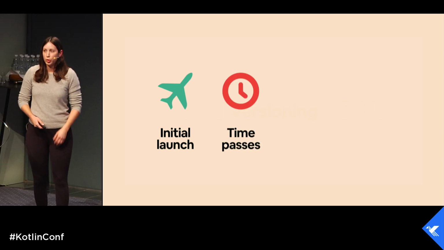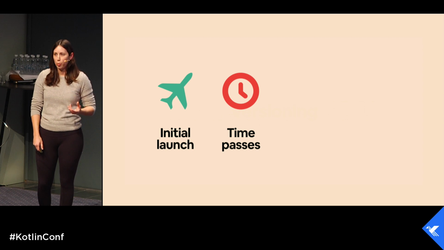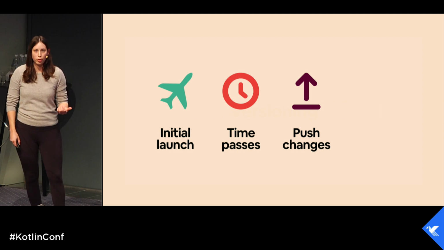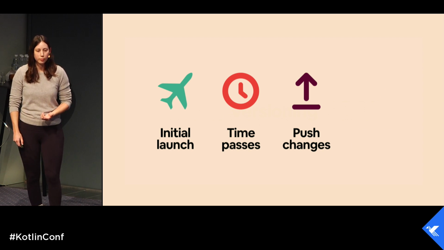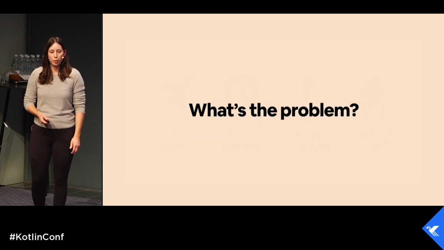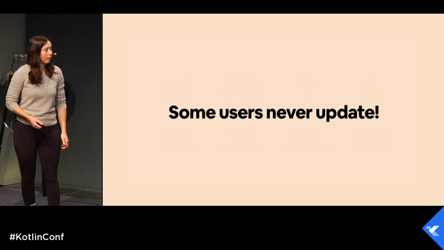Then time passes, you want to launch a new feature, so you're going to add a couple more components and some new properties. You push those changes up to your clients, and you release a new version of your Android and iOS app. Now you turn on the API. So what's wrong with this picture?